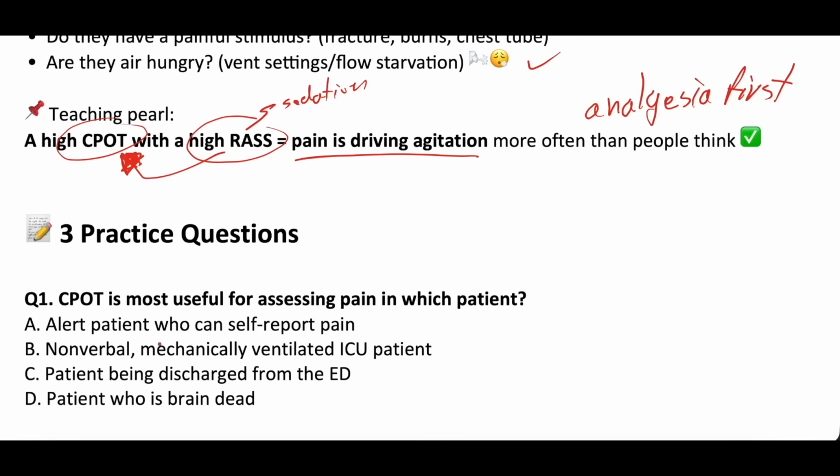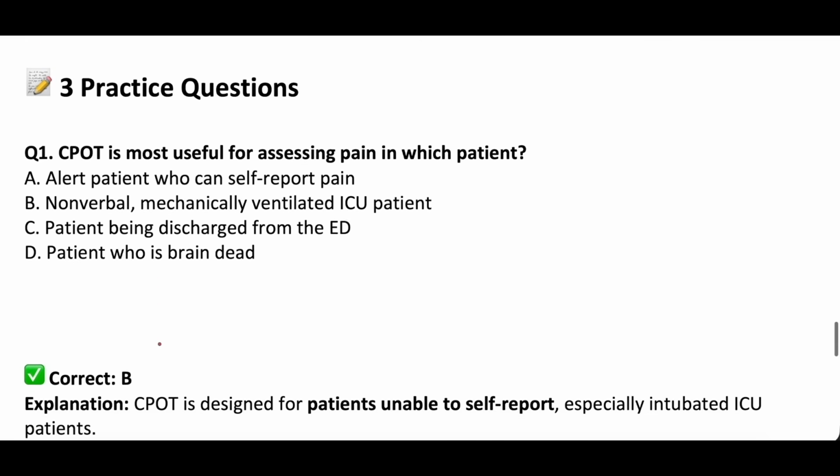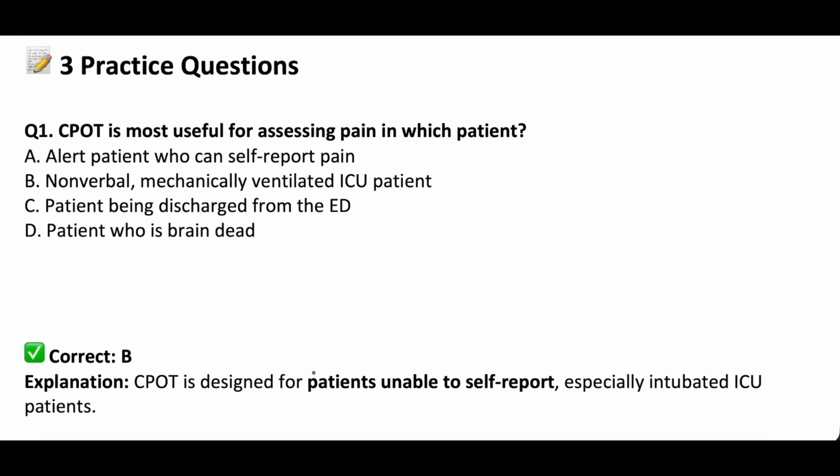So question 1, CPOT is most useful for assessing pain in which patient? A, a patient who's alert, who can self-report pain. B, a nonverbal, mechanically ventilated ICU patient. C, patients being discharged from the emergency department. Or D, a patient who is brain dead. Correct answer is B. CPOT is designed for patients unable to self-report pain, right? So intubated ICU patients are that exact patient population.